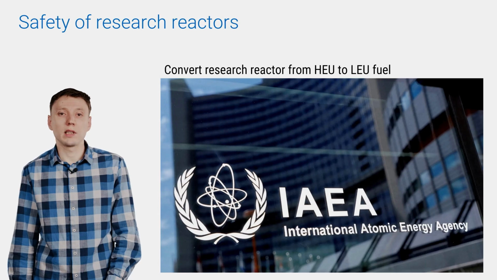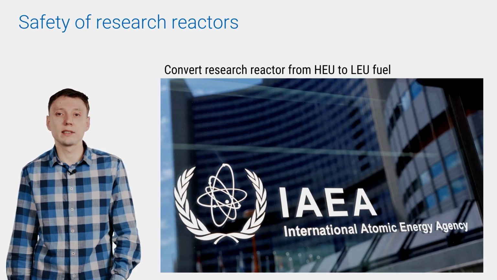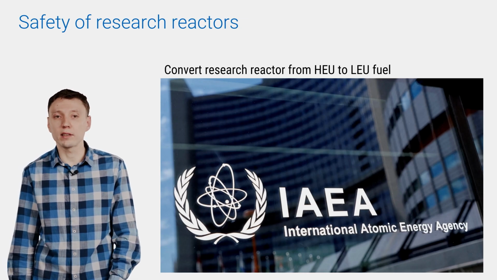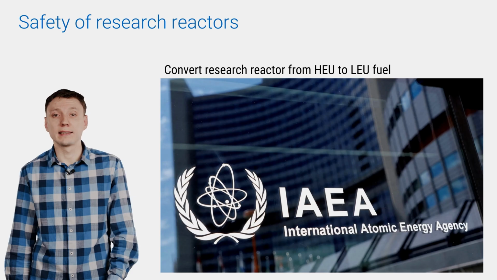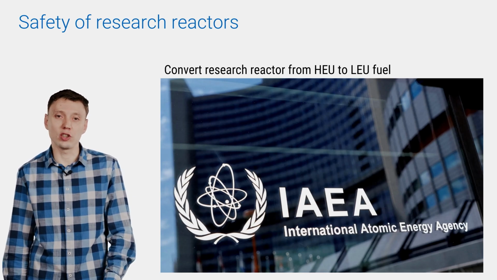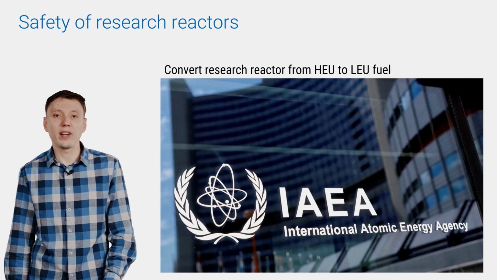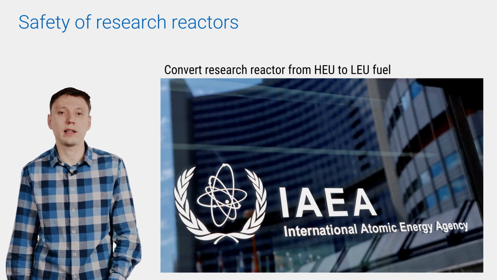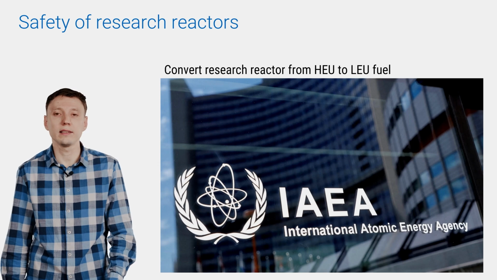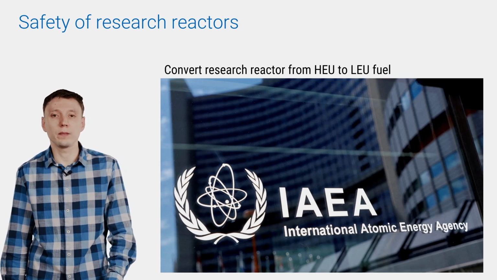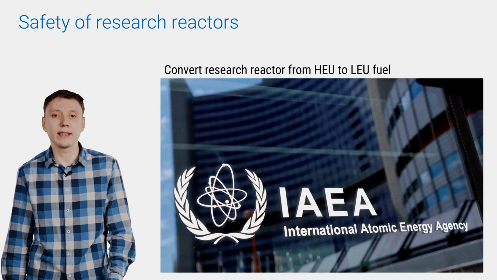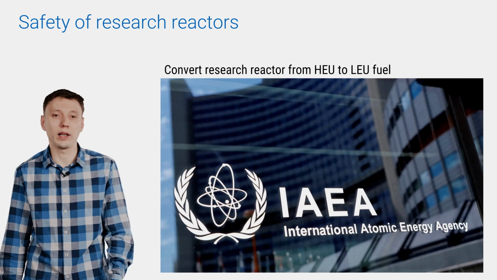To reduce the proliferation risk associated with highly enriched uranium, which contains more than 20% fissile uranium-235, the International Atomic Energy Agency assists in converting research reactor fuel to low enriched uranium. Also, most research reactors that required highly enriched uranium were built in the 1970s for conducting experimental research. Using modern technology, this research can be carried out with low enriched uranium.